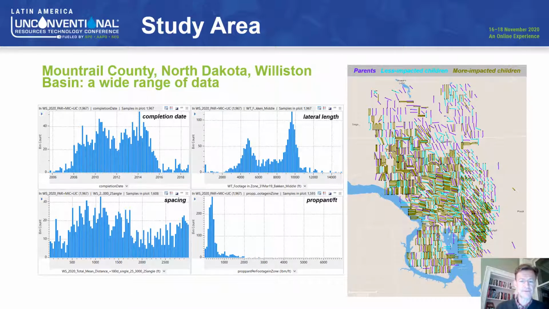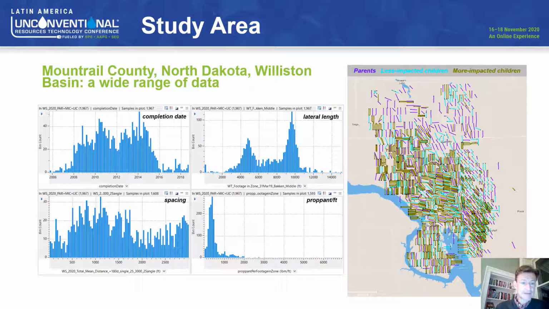were the study wells. Montreal County provides a really nice data set for analytical modeling because of the diversity of data, the variety of data. You can see from the 4 histograms shown here on the left hand of the slide: completion dates ranging from 2006 to 2018. Lateral lengths, some of them kind of silly low, but basically ranging from 2,000 feet up through about 10, 12,000 feet. Spikes predictably at 1 mile and 2 mile lateral length.